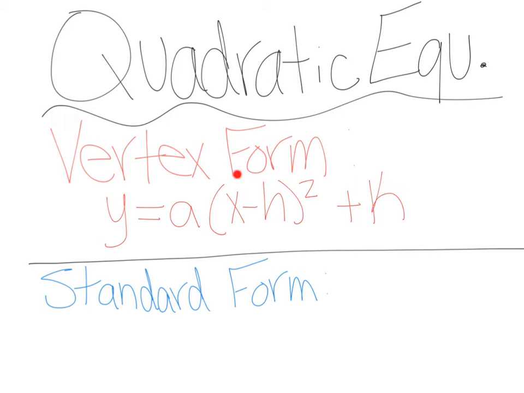We should recognize vertex form. And then also standard form. Standard form is y equals ax squared plus bx plus c. If we are given either of these forms, we should be able to name what the form is. If the question is asking you to change an equation from standard form to vertex form, we have to know what those forms look like in order to do that.